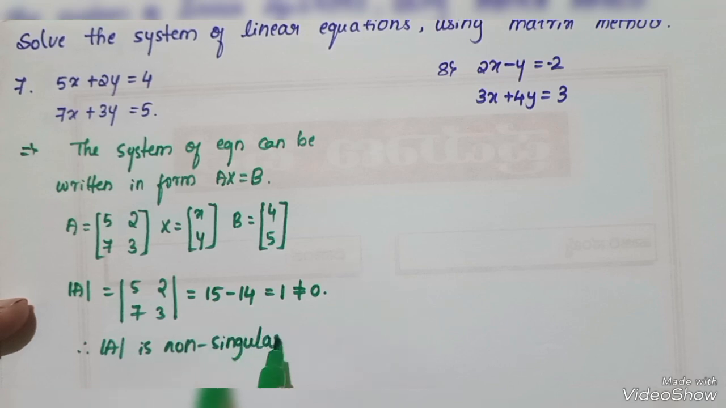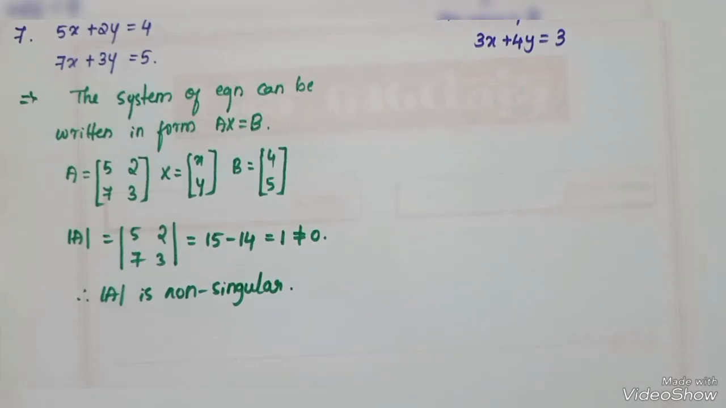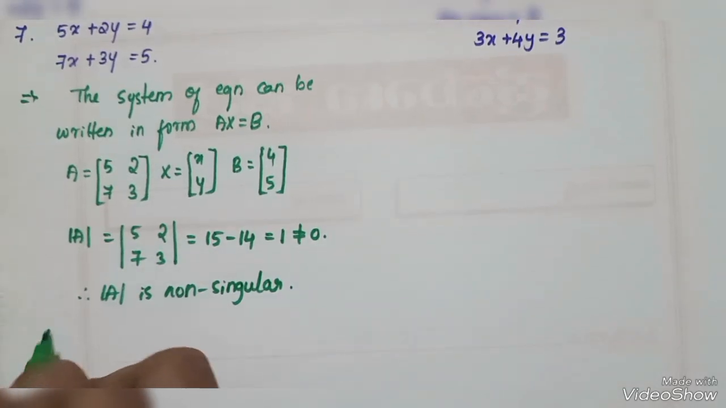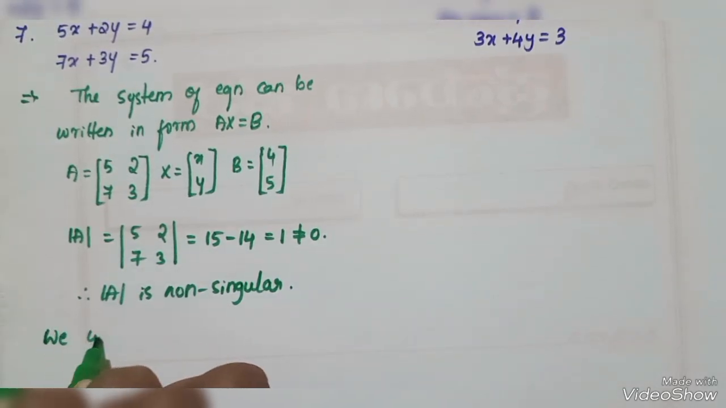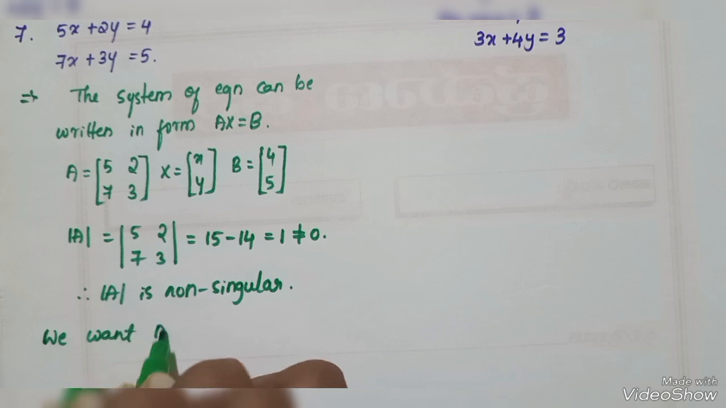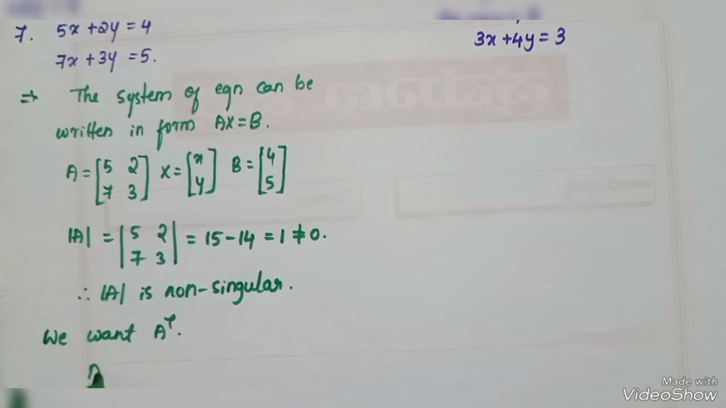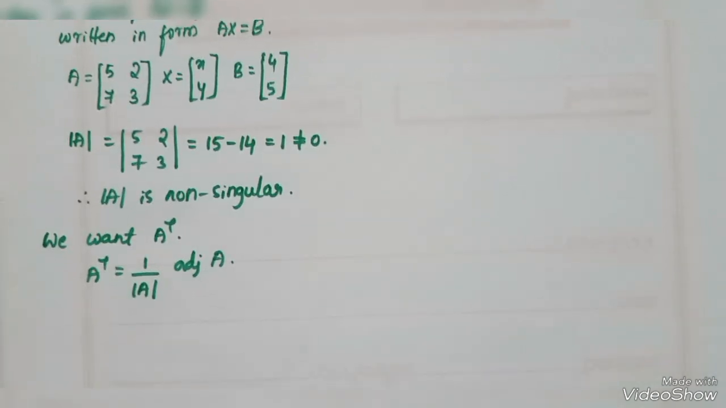Non-singular. Then we have to check the next step. We want A inverse, therefore the A inverse formula: A inverse is equal to 1 by determinant of A into adjoint of A. Now we have to find the adjoint of A using the A matrix.